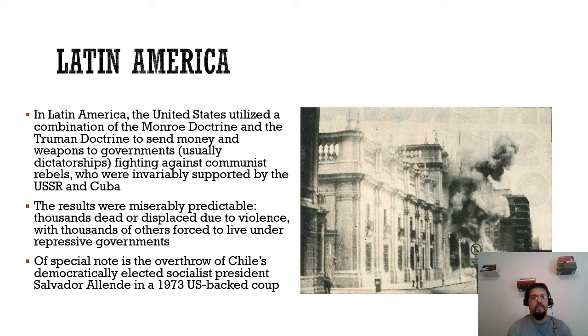The results of this are predictable, though. Hundreds of thousands of people are displaced. Some of them still haven't gone home. Others are forced to live under rather brutal dictatorships. Of particular note is the overthrow in 1973 of Chile's Salvador Allende, who was a socialist, in favor of the backing of Augusto Pinochet, who was a military dictator who more than once liked to throw people out of helicopters, whom he accused of communism.